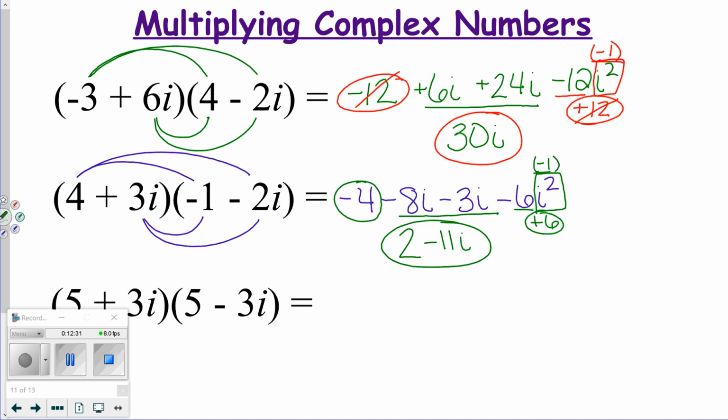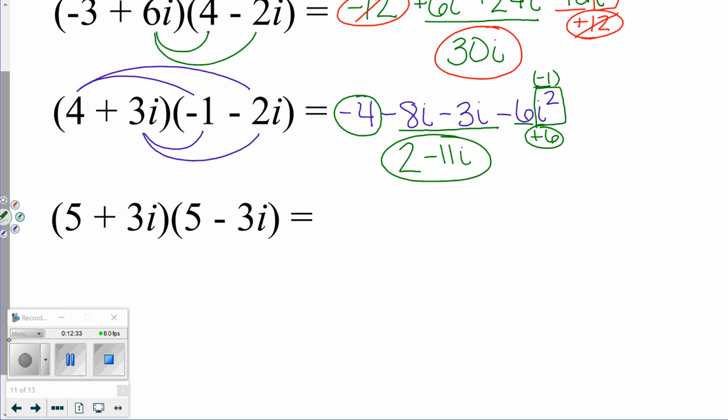All right, next one on here. Again, looking, there is no symbol in between, which means I'm going to multiply. So we will distribute. 5 times 5 is 25.